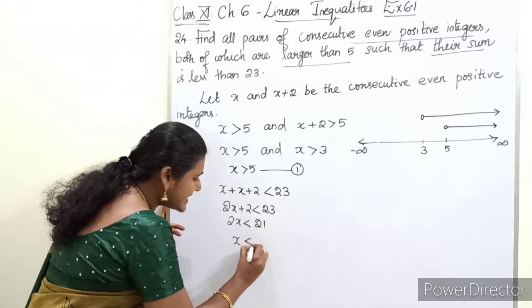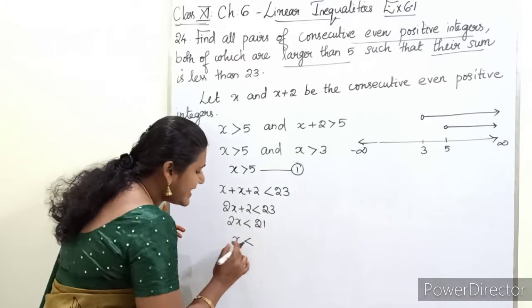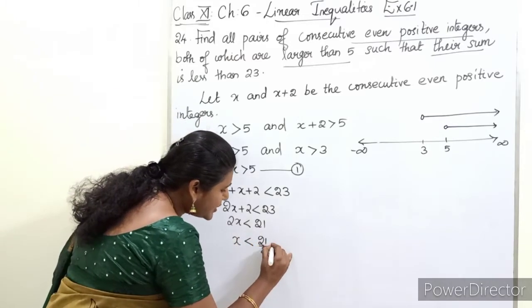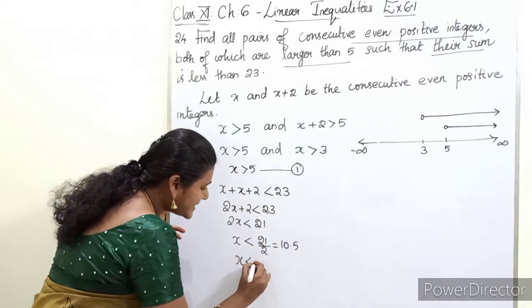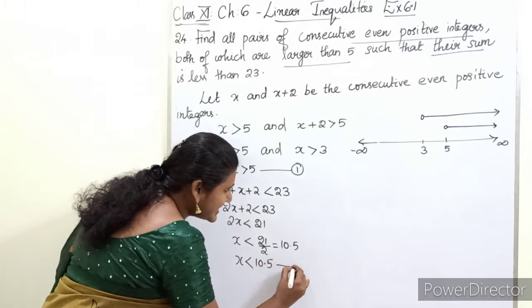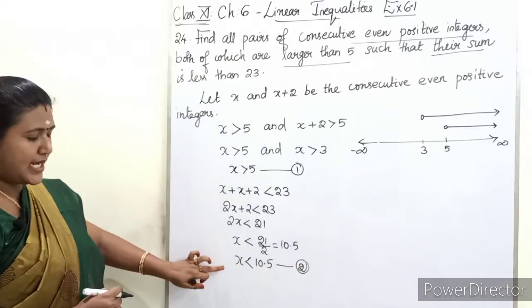So again, x is less than... we will divide the inequality by 2. So you will get x is less than 21 by 2, which is equal to 10.5. So x is less than 10.5. This is the second inequality. Now we will combine these two inequalities.